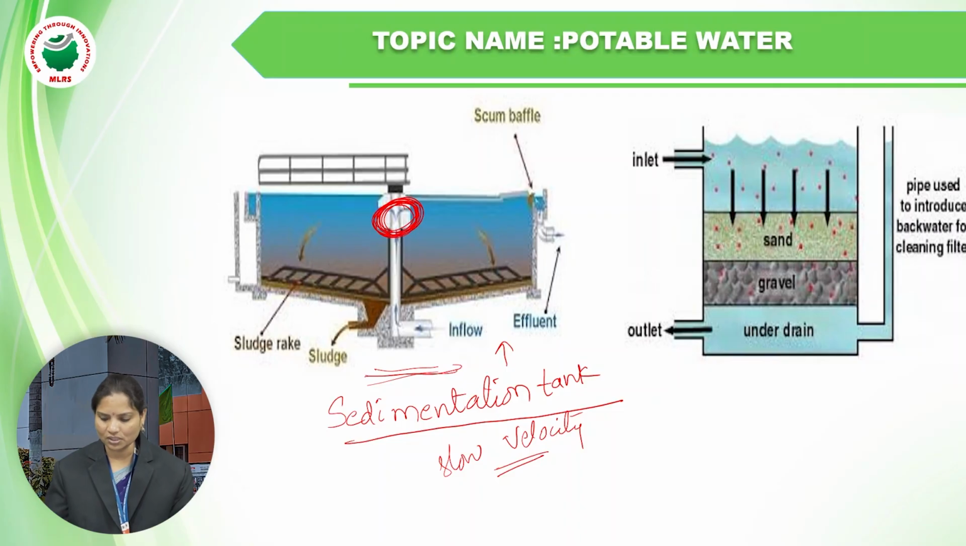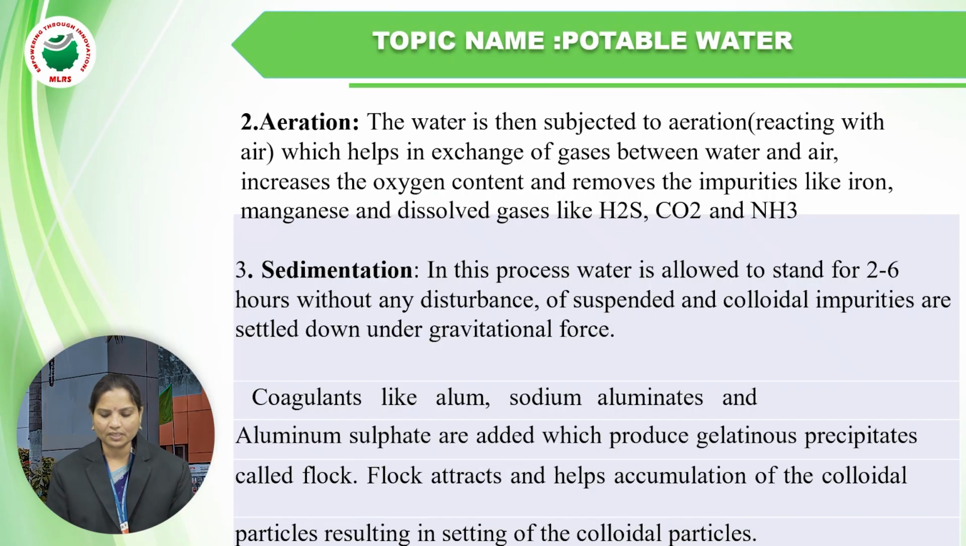So what is the sedimentation process? In this process, the water is allowed to stand for 2 to 6 hours without any disturbance. Then colloids and suspended impurities are removed, like colloidal or precipitation-type impurities, which we eliminate by this sedimentation process. So what is the procedure, and what process takes place?